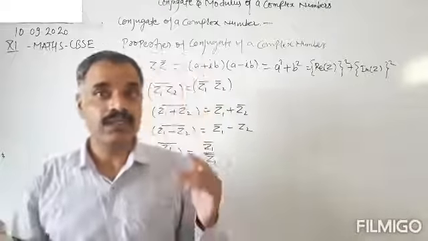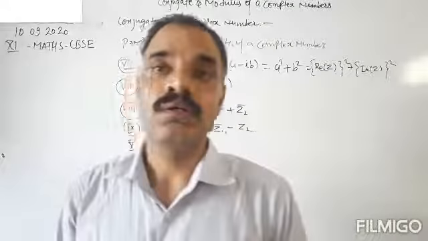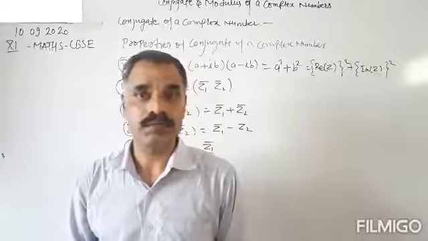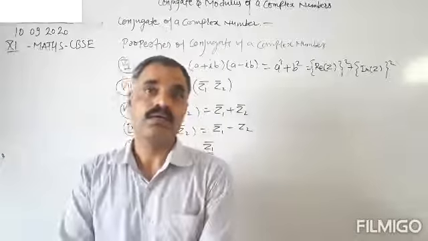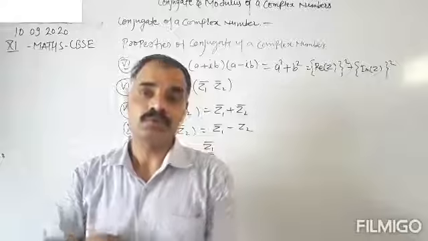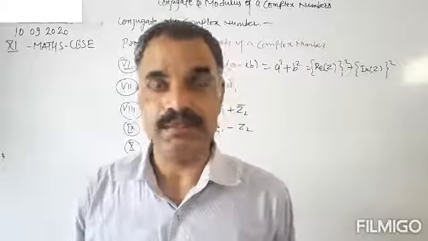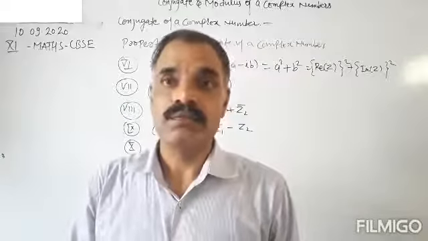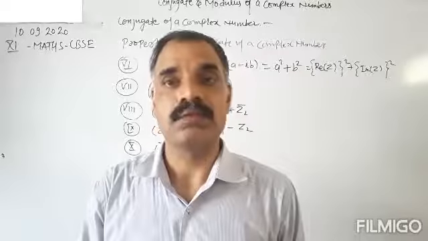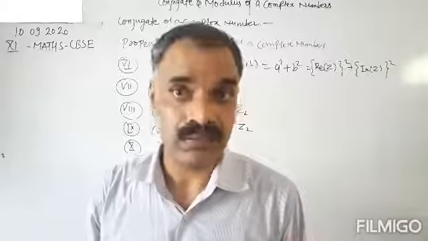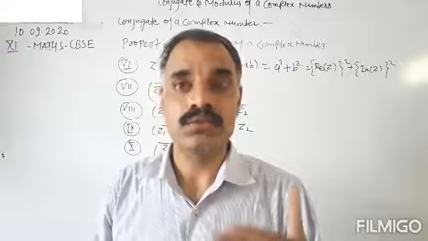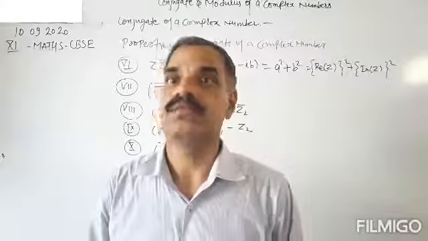Okay, so all these are the properties of the conjugate of a complex number. Here we learned how to obtain the conjugate of a complex number from the given complex number. Okay, and then we have learned the different properties of the conjugate of complex numbers.